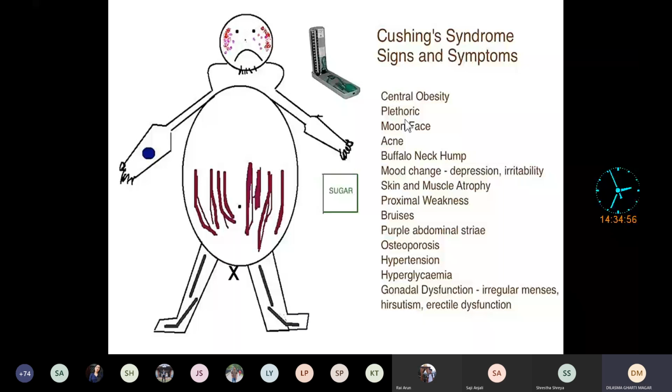And then there will be moon face, acne, and buffalo neck hump, and mood change. So depression and then irritability will be there, and skin and muscle atrophy. That's why the limbs become thinned out, and then there will be proximal weakness. As the muscle or protein catabolism occurs, there will be proximal muscle weakness. Bruises because the skin becomes thinned. That's why easy bruising will be there. Purple abdominal stria, osteoporosis, I already told you, hypertension, hyperglycemia, and gonadal dysfunction, that is irregular menstruation. Hirsutism, and erectile dysfunction will be there in case of the male.